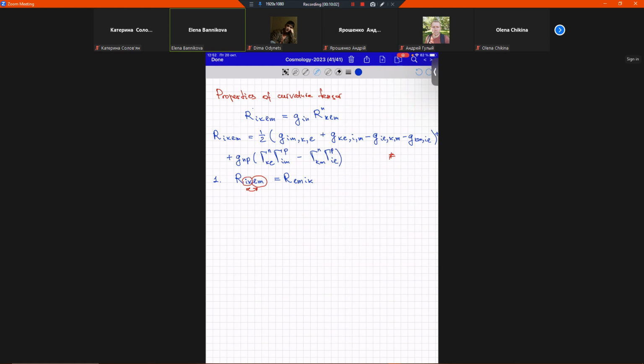The second one, of course, you will see also taking into account that the Christoffel symbols are symmetrical with respect to the change of the indexes which are at the bottom. So we also need to take into account that, for example, gamma^p_{ik} equals gamma^p_{ki}.